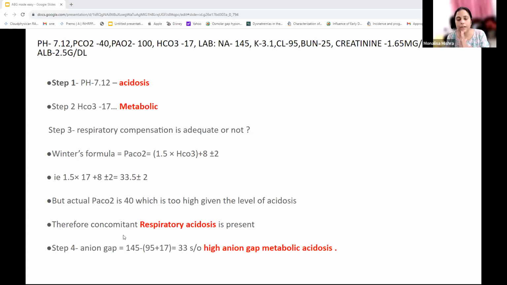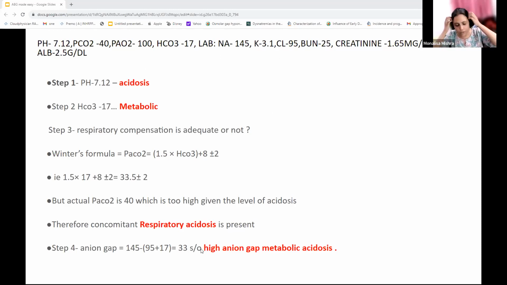So you all know how to calculate the anion gap. Sodium minus chloride plus bicarb. So sodium is 145 here, minus chloride. Chloride is 95 here, plus bicarb is 17 here, right? So that is 33. And what is the normal anion gap? 8 to 12 or 4 to 12. So it is high anion gap metabolic acidosis. This much is clear to everybody.